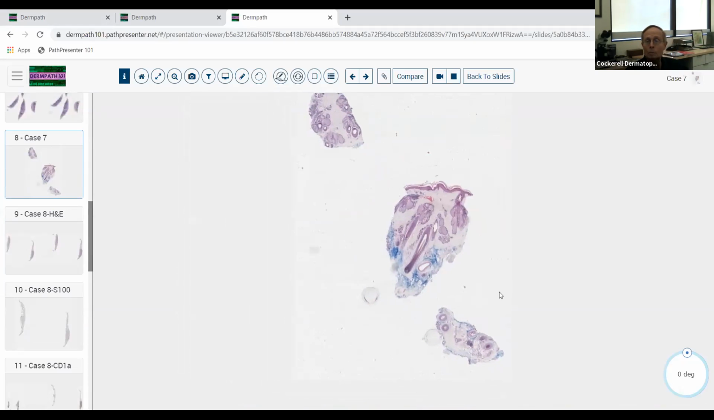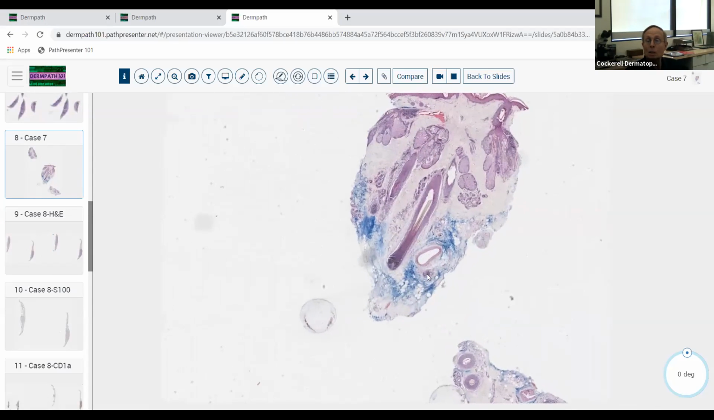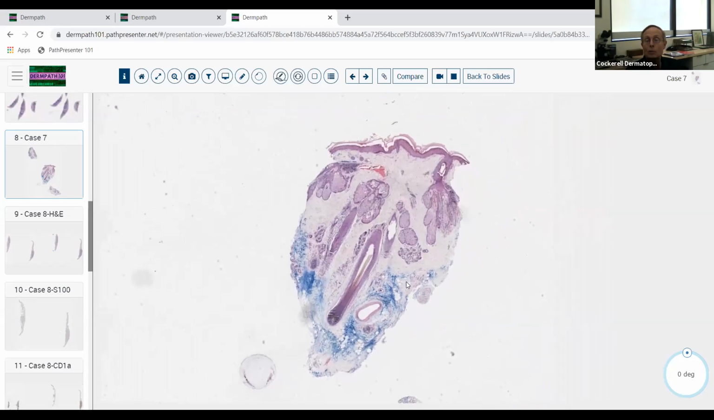So here we're looking at a different type of process altogether. And this is another one. Sometimes we show you things that there's really no way to make the diagnosis. So there's no chance you would know what this is. Without any history, you would never know what it is, but hopefully you can at least get it into a category. So here we've got a punch biopsy.